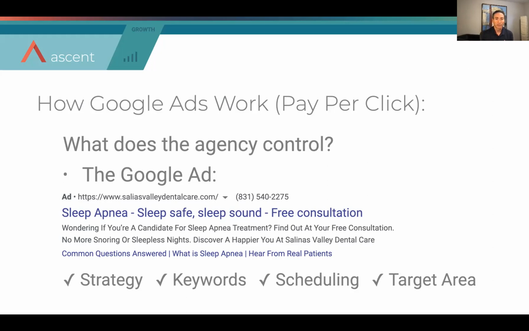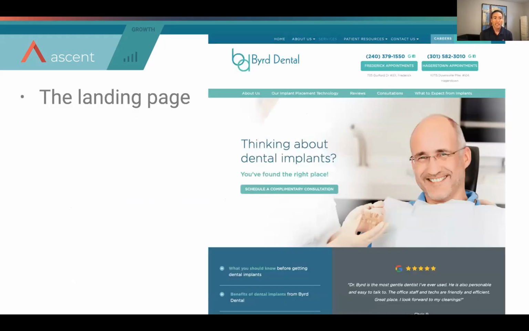Most companies see about 2 to 3%, and I'll talk about what we get in just a bit. So that's really critical. Next is the landing page itself. The agency controls the landing page, and what you're looking at here is a sample landing page, and it really needs to be set up for several functions.